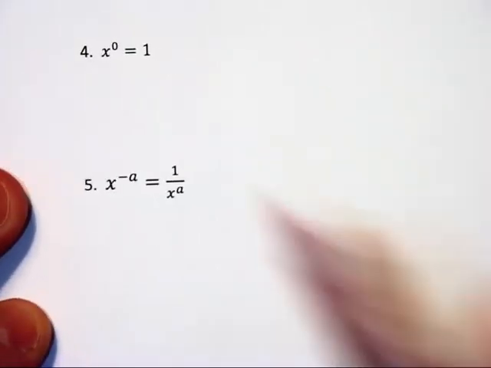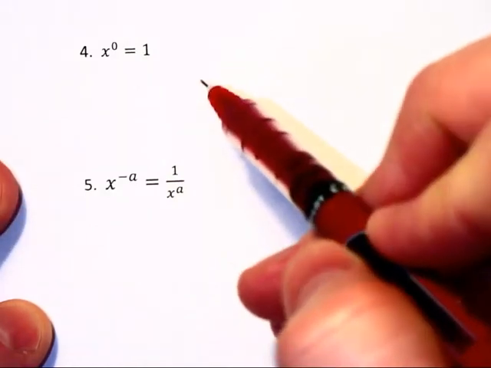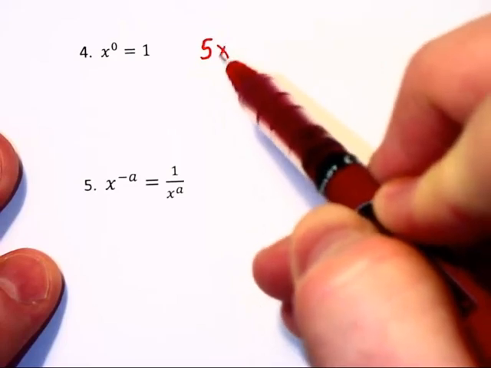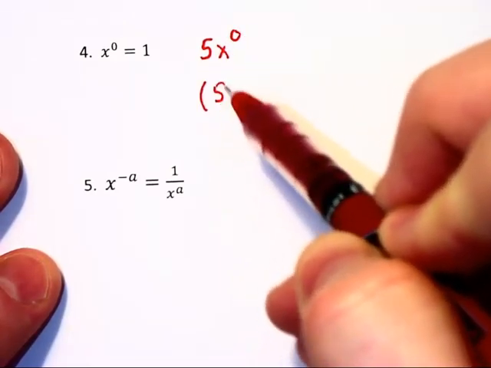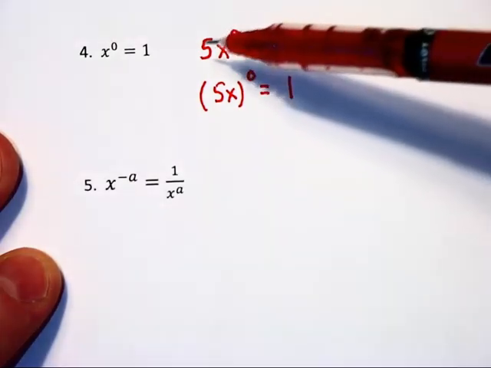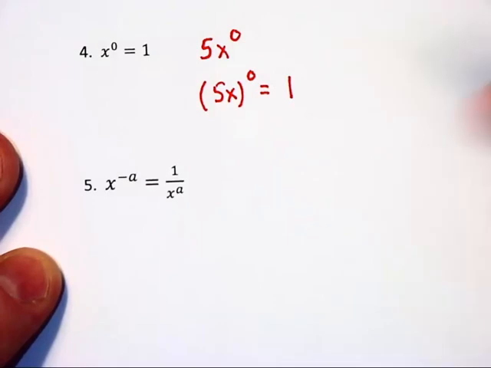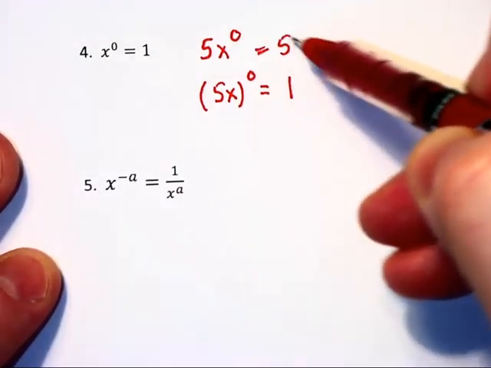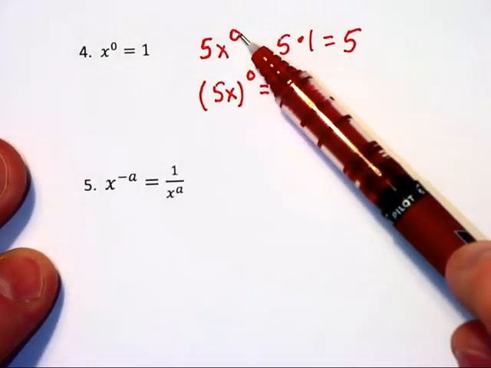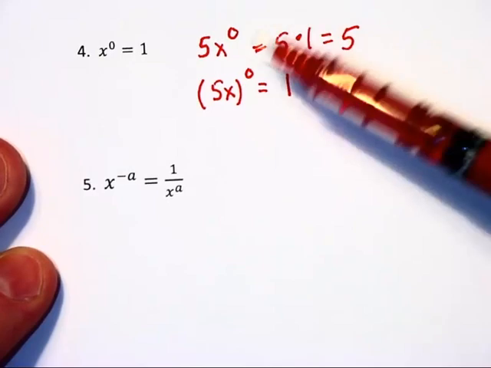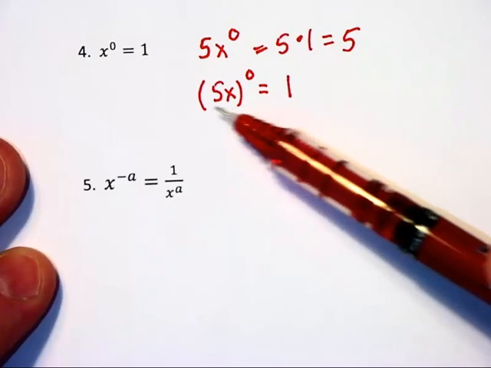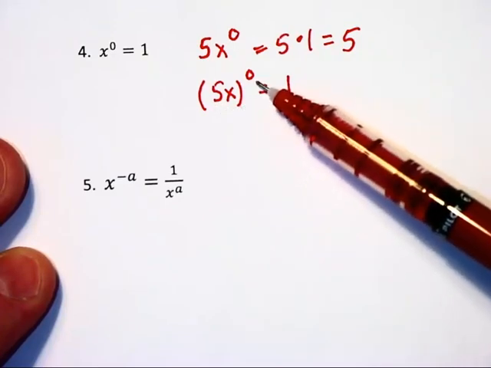By definition, anything to the 0 power is equal to 1, and I don't want you to get that confused with something like 5x to the 0. Now, if you have 5x in parentheses to the 0, that is equal to 1. But this first problem is 5 times x to the 0, so that's really 5 times 1, which is equal to 5. Exponents only apply to what they are directly next to. In this case, the 0 only applies to the x and not the 5, unless there are parentheses saying all of this gets raised to a power.